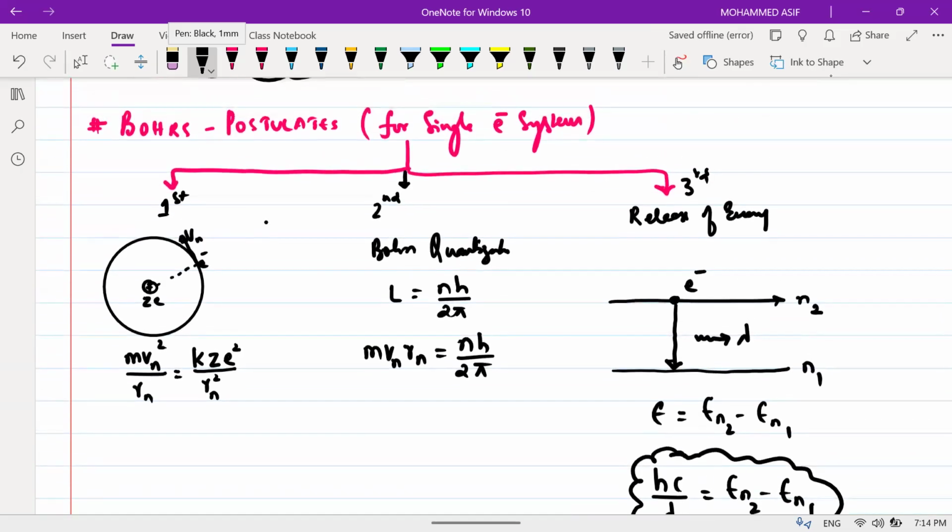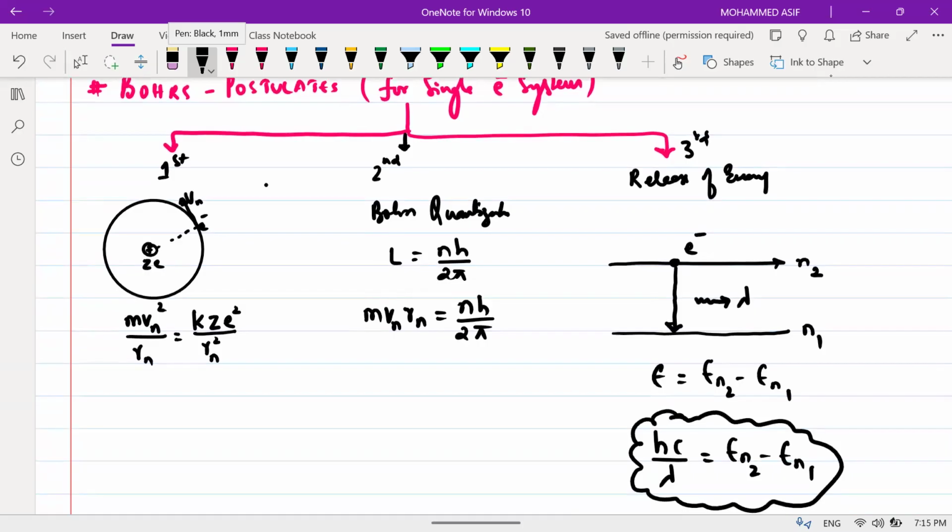First postulate says that every electron revolves around the nucleus in a circular orbit and centripetal force is responsible for its motion. The second postulate says Bohr's quantization, that the angular momentum of an electron moving in an orbit is always found to be constant. It will not radiate or lose energy. So for that, L is equal to n into h divided by 2 pi. As it is moving in a circular path having radius r, m v_n into r_n is equal to n into h divided by 2 pi.